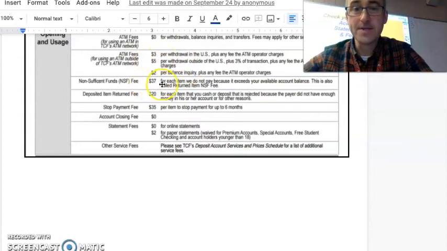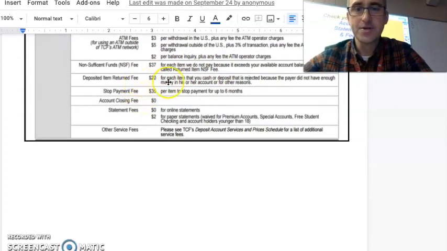Non-sufficient funds or insufficient fund fees. Deposited return fees. Stop payment fees, like if you write a check and then you realize that you don't want to pay that person, you sometimes or frequently will incur a fee to totally cancel that check. Another option, if you haven't given it up, would be to write void on the check and keep it for yourself.